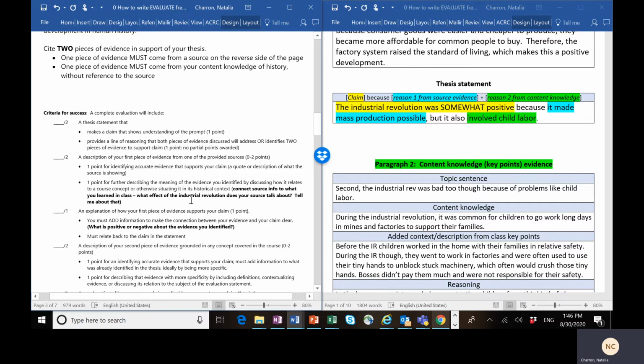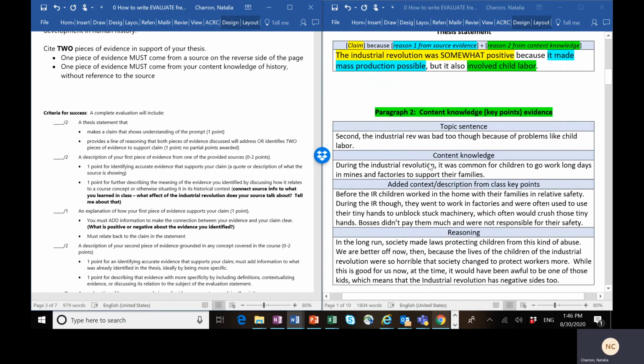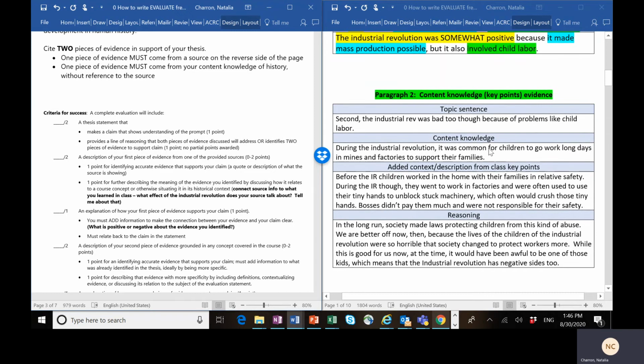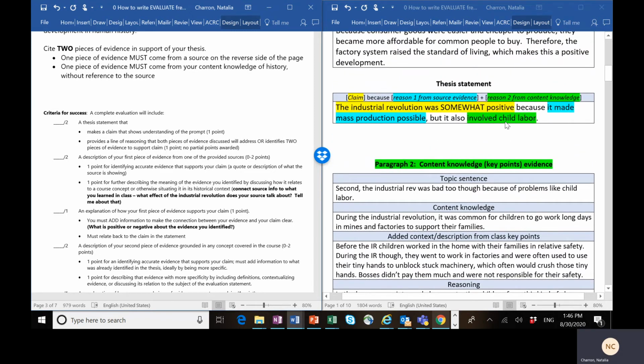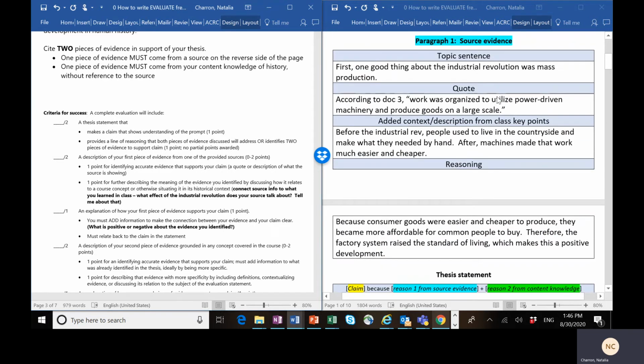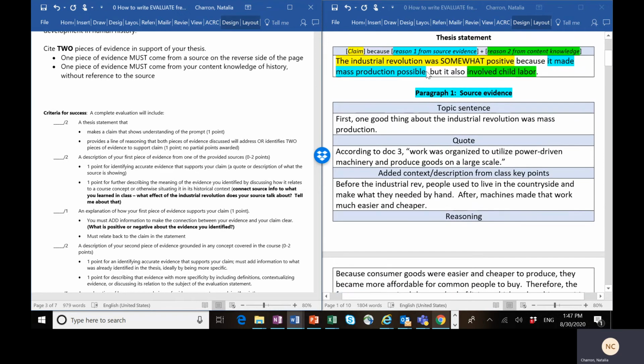If you don't have that kind of time, at the bare minimum, what you need to do is to look at what you wrote about for paragraph 2 and make sure that it matches what you said you were going to write about in the thesis. Then do the same thing for paragraph 1. Look at what you actually wrote about for paragraph 1 and make sure it matches what you said you were going to write about in the thesis.